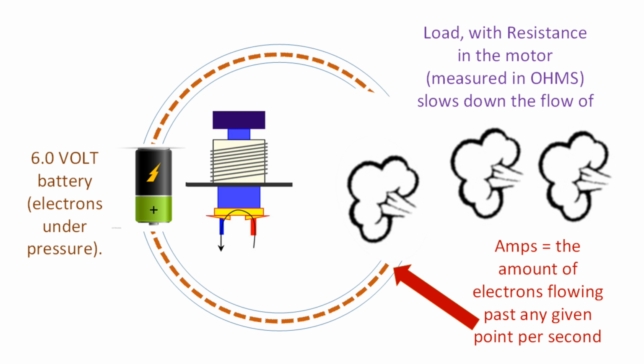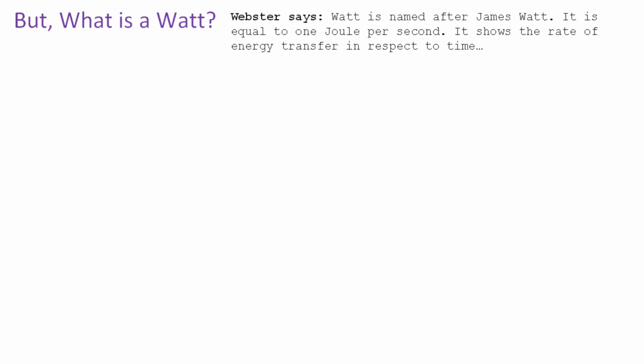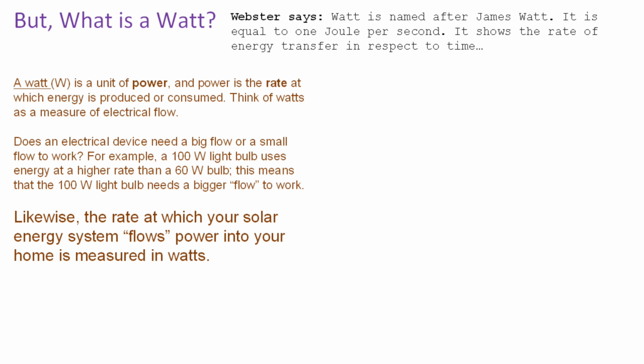But wait, what is a watt? Webster says a watt is named for James Watt. Is equal to 1 joule per second. It shows the rate of energy transfer in respect to time. Whatever. A watt is a unit of power. And power is the rate at which energy is produced or consumed. Think of watts as a measure of electric flow.